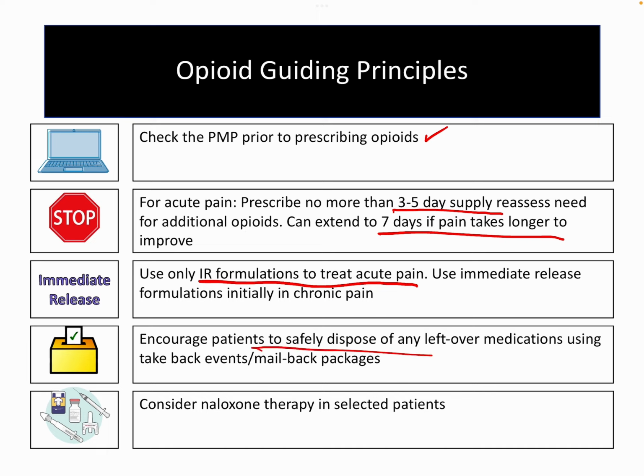Make sure patients safely dispose of leftover medications, and then we do also need to think about when to prescribe naloxone therapy. As you may remember, naloxone is the agent that is used to reverse opioids. It is a pure opioid antagonist, or mu-opioid receptor antagonist. And we will talk about those specific guidances that are given by law.